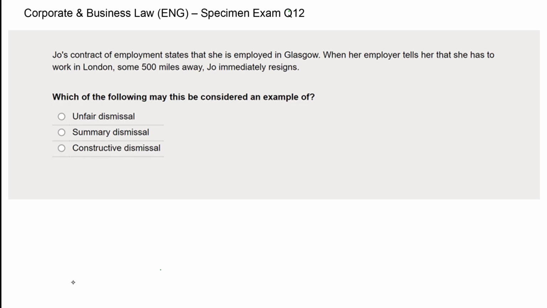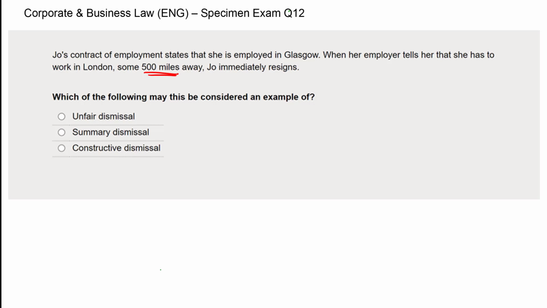Jo's contract of employment states that she is employed in Glasgow. When her employer tells her that she has to work in London, some 500 miles away, Jo immediately resigns. So let's just be clear on what's happening here.